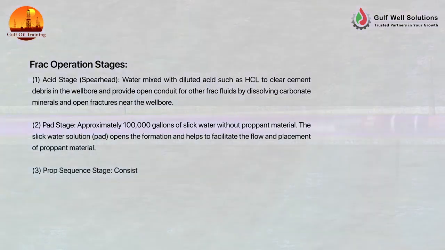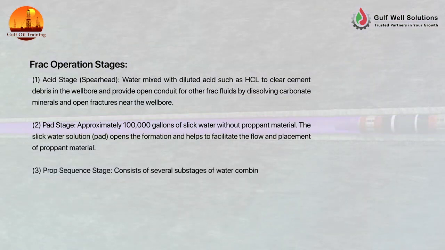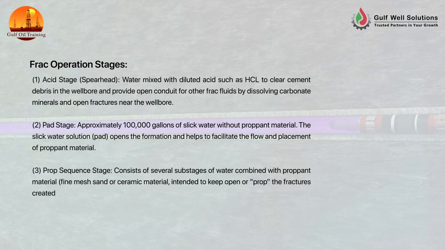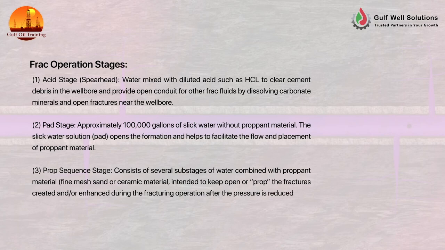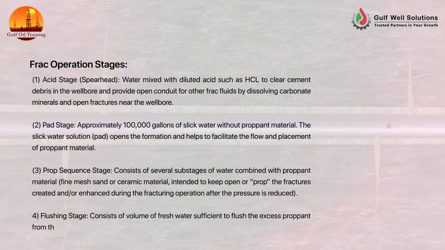3. Prop sequence stage: consists of several substages of water combined with proppant material, fine mesh sand or ceramic material, intended to keep open or prop the fractures created and or enhanced during the fracturing operation after the pressure is reduced. 4. Flushing stage: consists of a volume of fresh water sufficient to flush the excess proppant from the wellbore.